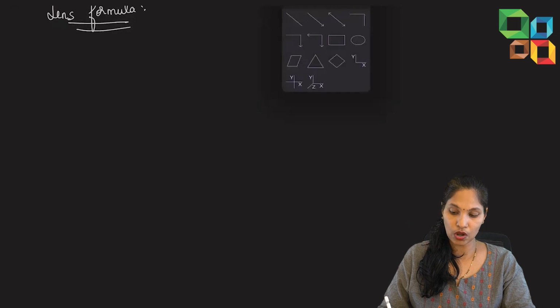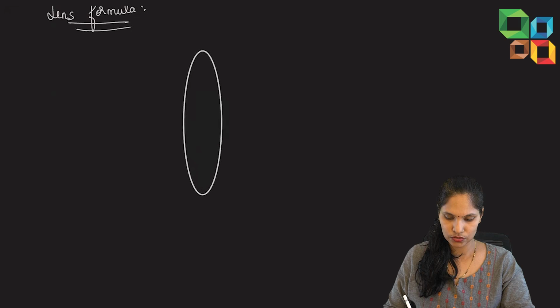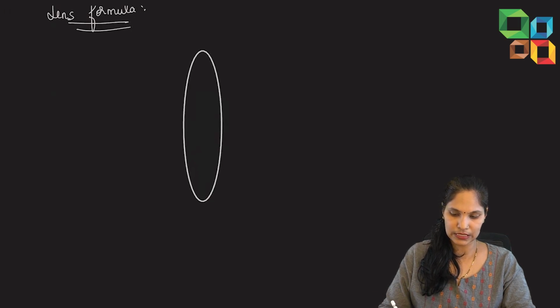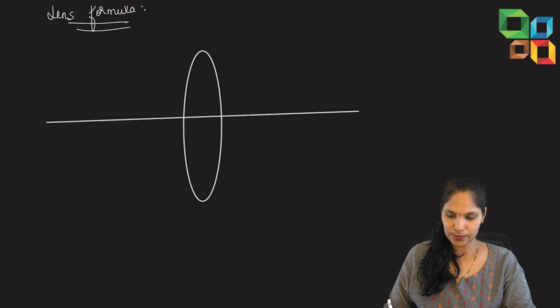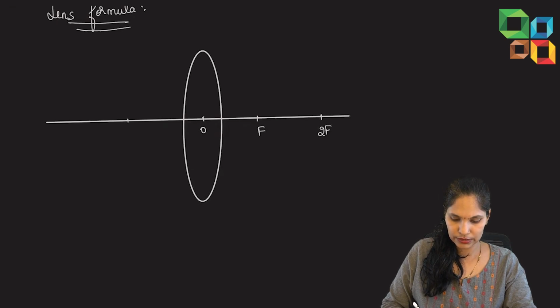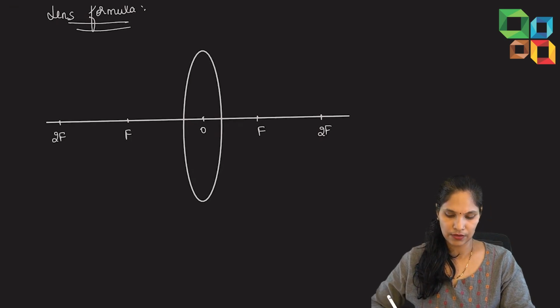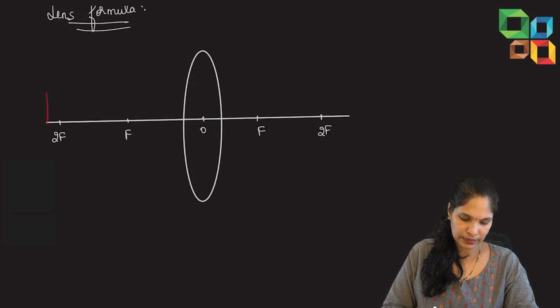For which I need to draw a lens. I'll take a convex lens, which is always easier for us to understand. So this is a convex lens. I will draw the principal axis. This is the principal axis. This is the optic center. This is a focus, double the focus. This side, focus, double the focus. Now I'll keep an object. Anywhere you can keep, no problem. I'll keep the object beyond 2F, like this.